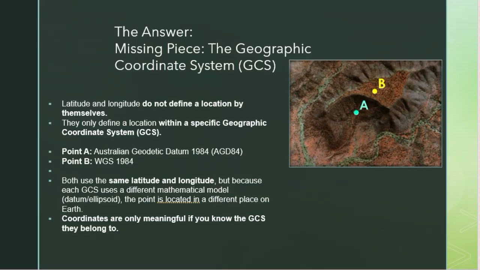Because each coordinate system uses a slightly different mathematical model of the Earth, the same numbers point to different places. So if you're conducting a search and rescue mission, that difference could mean searching on top of the plateau instead of the base of the cliff. That's why one of the first things GIS professionals check is the coordinate system of their data when they collect it.